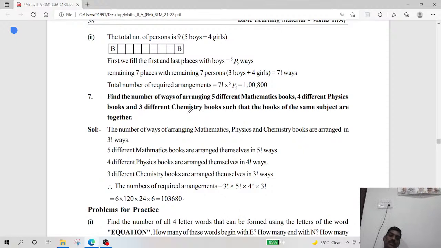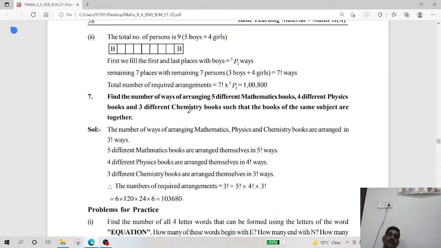Second question. Okay. Beginning and ending with a boy. So first we will fill the first and last places with boys. So 2 places, 5 boys, 5P2 ways. The remaining 7 places with the remaining 7 persons, 3 boys and 4 girls, can be arranged in 7 factorial ways.